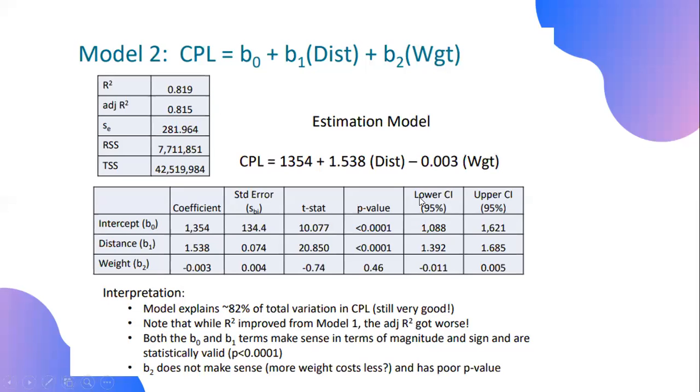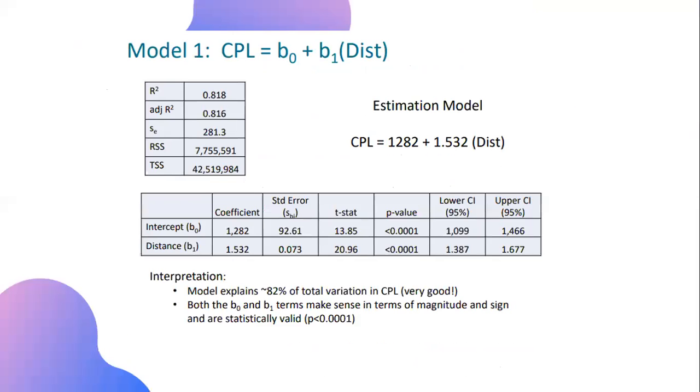And in your actual slide deck, you can also see the same results. Here again, everything is repeated. So the CPL is equal to 1,282 plus 1.532 multiplied by x, which is in this case distance, right? Remember the x variable that we are looking at is distance. So then we have this equation now. Whatever distance you plug in over here, you will be able to predict the cost per load very easily. Again, we're looking at an 82% adjusted R squared, and that's pretty good.